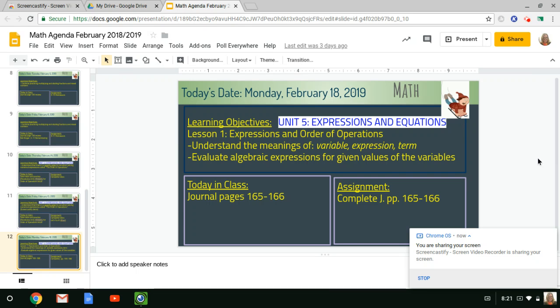Hi guys, we are about to start Unit 5, Expressions and Equations. We're going to work with our journal pages to do this. So we're going to understand the meanings of variable, expression, and term. We're going to evaluate algebraic expressions for given values of the variables. And we're going to work through these pages. So we will need to turn to page 165.